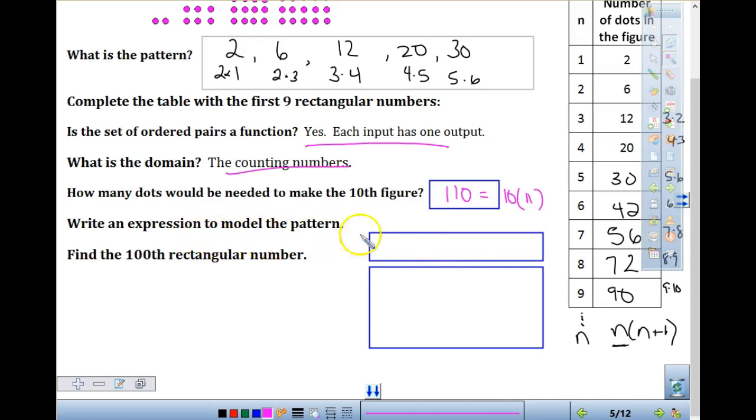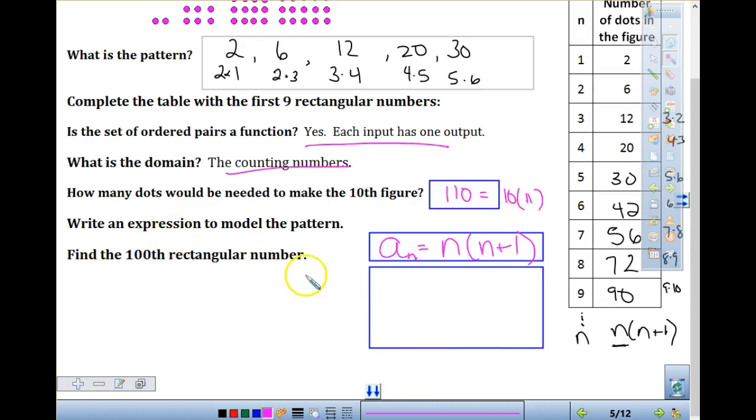So it says write an expression that models this pattern. So here is how we're going to write it now. This is different notation. We are not going to write it in equation form, f of x. We're not going to use y equals. We're going to write it this way. A sub n equals. What does that sub n mean? It just means the nth number in the sequence. Okay? We are going to write it as n times n plus 1.